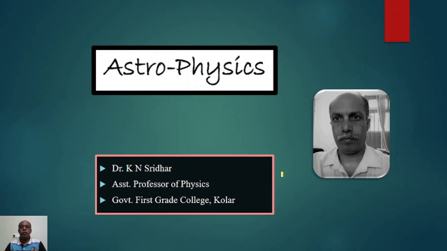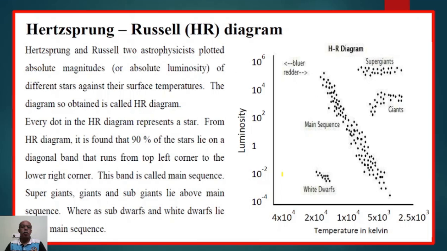Good morning. We are now studying a few concepts of astrophysics, among which we now study the Hertzsprung-Russell diagram, otherwise known as the HR diagram. Hertzsprung and Russell were the two astrophysicists who plotted the absolute magnitudes, or otherwise the luminosity, as a function of surface temperature of the stars. The diagram or graph so obtained is called the HR diagram.